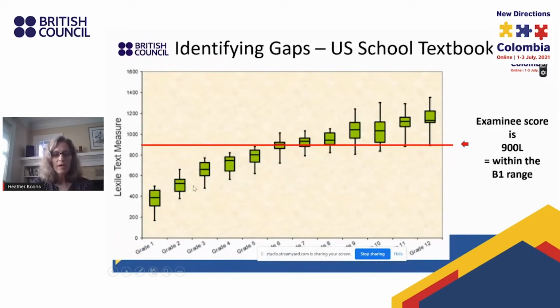We did a similar study with US textbooks, so grades 1 through 12. Again, this is a 900 Lexile. That's typical of students in grade 5, 6, 7. But again, we have a lot of students who are up in the upper grades who might have a Lexile measure of 900 and would be very challenged by this reading.